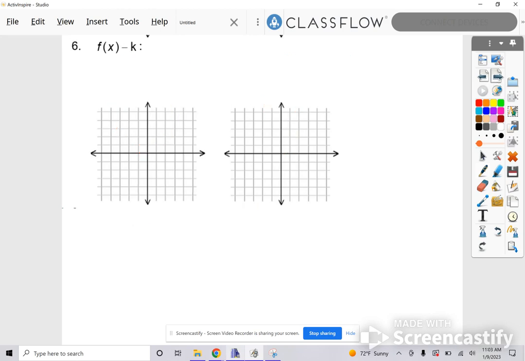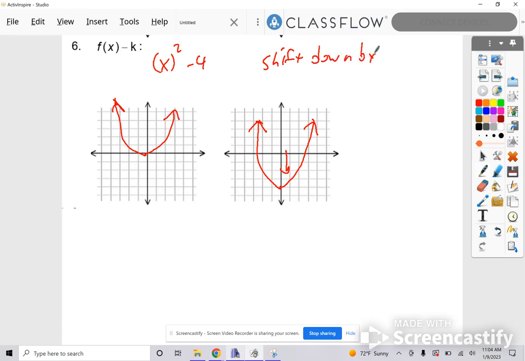Okay, conversely, if I have a minus, so x squared minus 4, again, parent function, we're going to go down. So it might look something like this now. So shift down by 4. Okay. Feel free to pause at any point too. I always forget to mention that at the beginning of the video, but if you do need to pause, feel free to pause. I know I go somewhat quicker in the videos.